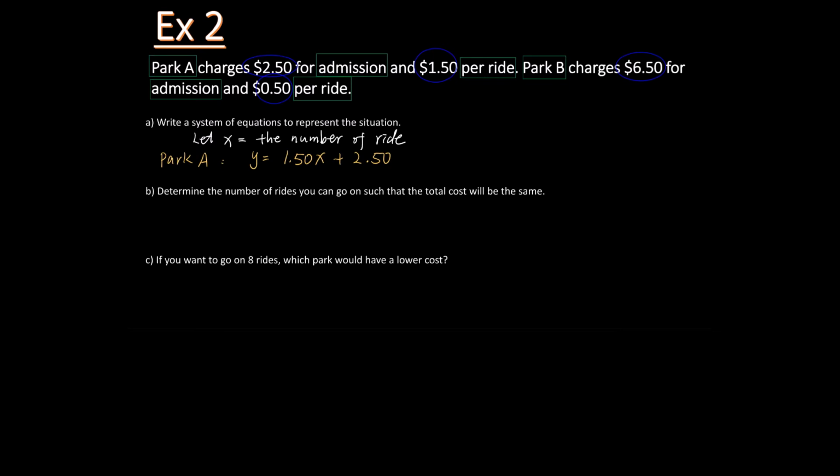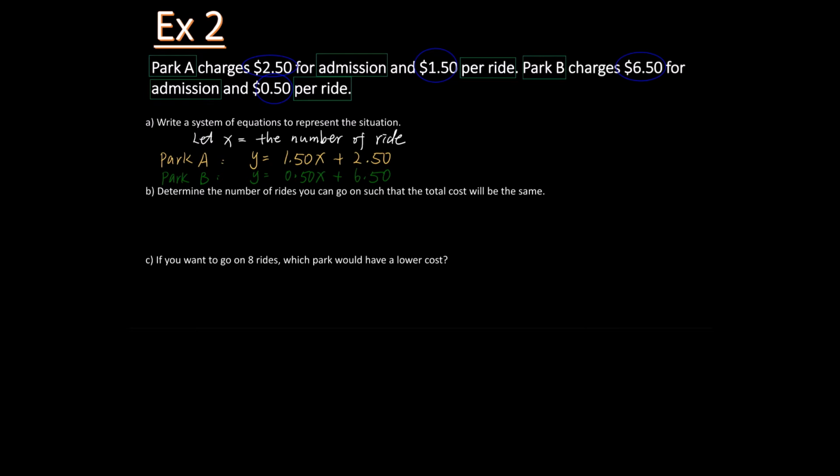Similar idea for Park B. We have y equals 0.50x plus 6.50. The y is the total cost in Park B. 0.50 times x is the cost for x rides, and 6.50 is the admission cost for Park B. So these two are the system of equations for this question.